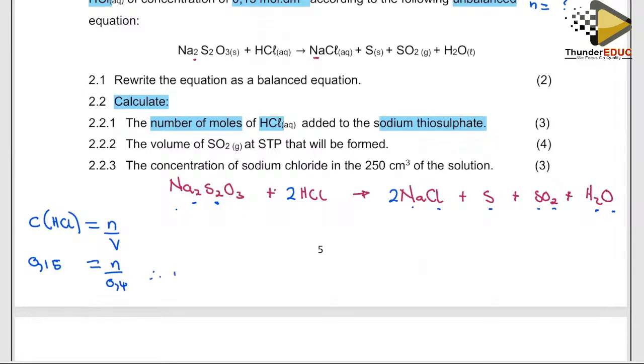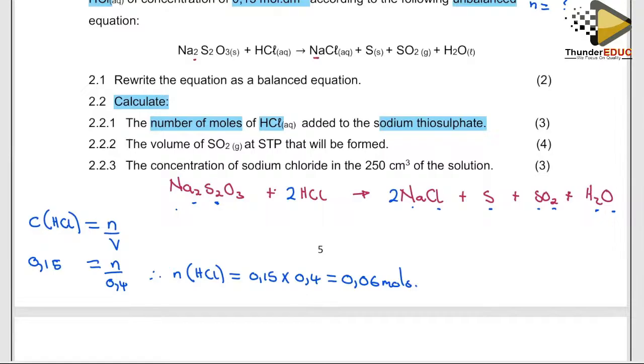Therefore, my number of moles of HCl there is equivalent to, if I multiply, 0.15 multiplied by 0.4. So if I do the math there, I'm going to get a value of what? 0.15 multiplied by 0.4. Therefore, our answer is going to be 0.06 moles. So this is the final answer, which is 0.06 moles, like that.